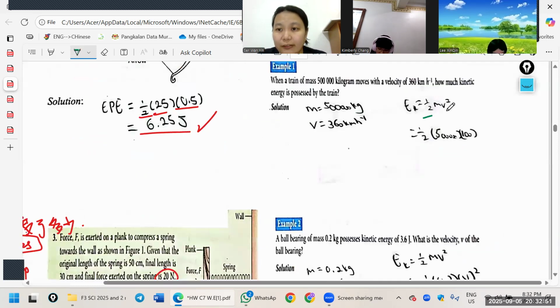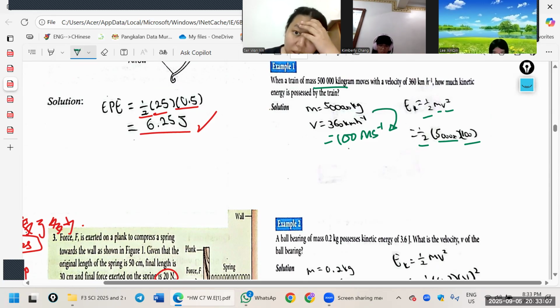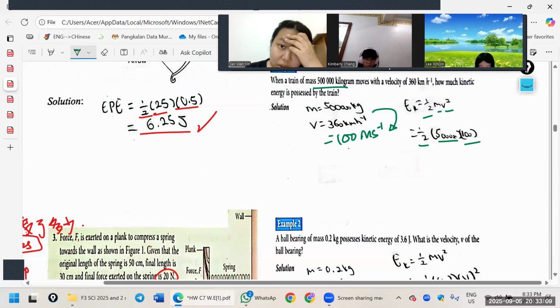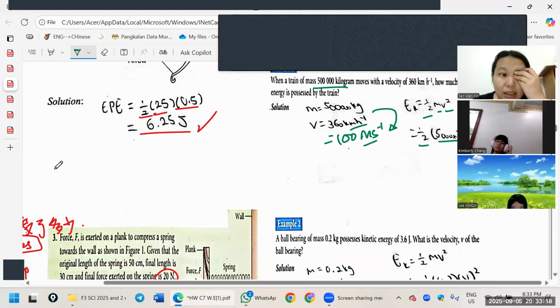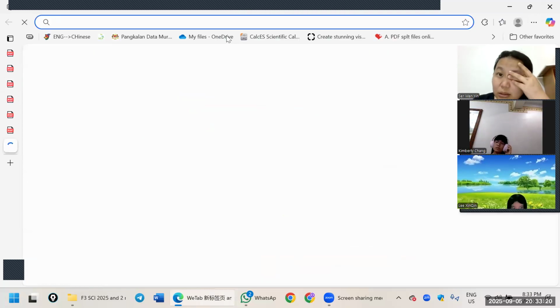So yeah, half mv squared, half m 500,000 v squared. Yes, 100 meter per second. Did I teach you how to change this? 我有教你们怎样换吗？kilometer per hour to meter per second？没有啊。Use calculator.